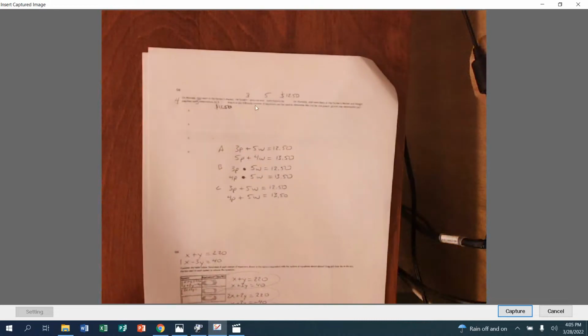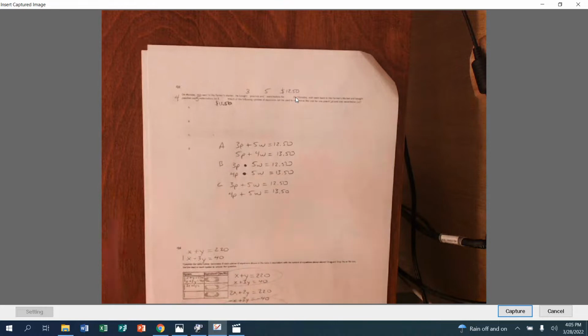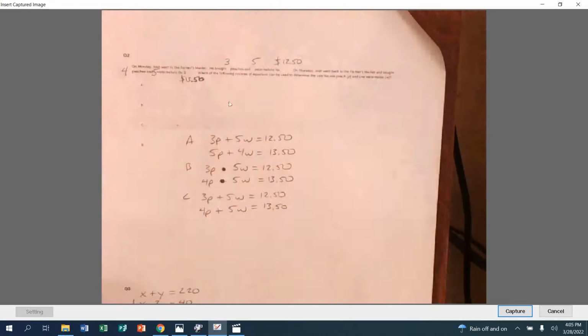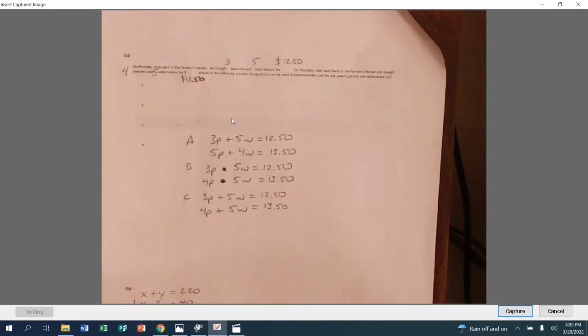All right, next page, a little bit more. I want you to write this: 3 peaches, 5 watermelons, $12.50. And for the other choice, 4 peaches, 5 watermelons for $13.50. I want you to specifically write down these choices where they try to fake you out into picking the wrong choice. So write down for number 2: 3, 5, $12.50, 4, 5, $13.50, and write down all of these choices. So hopefully you'll be able to pick the right one on test day.